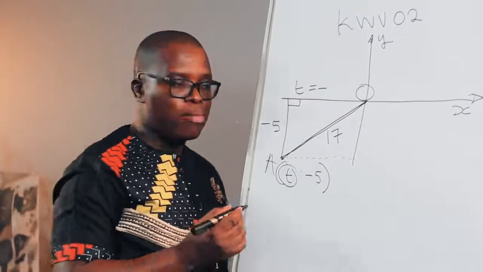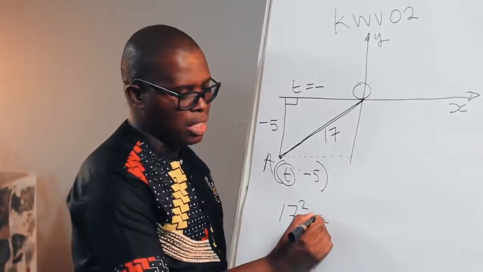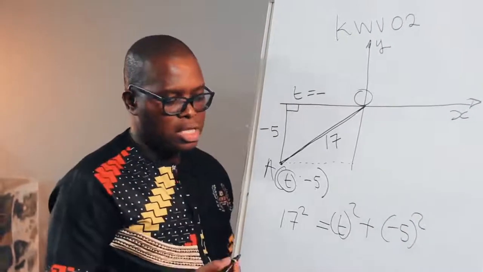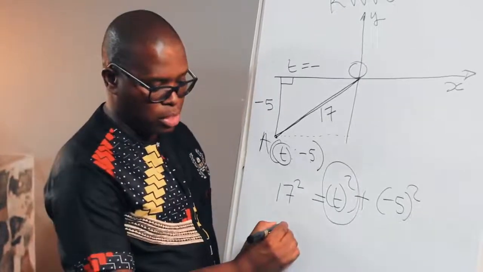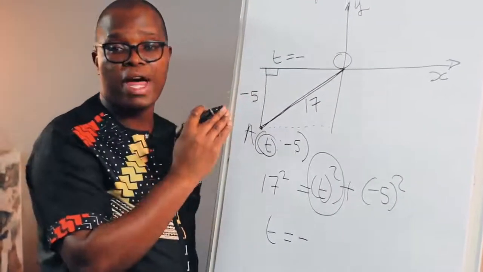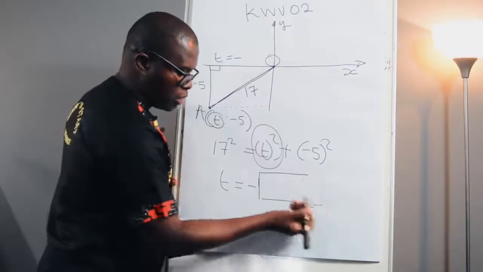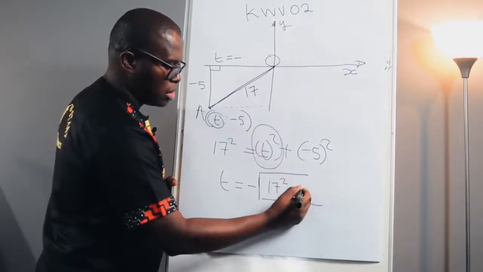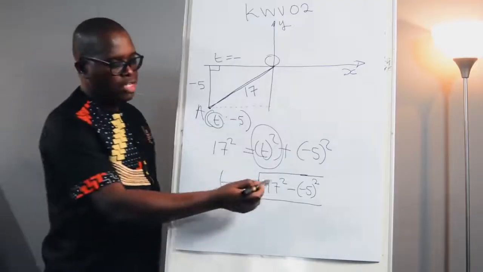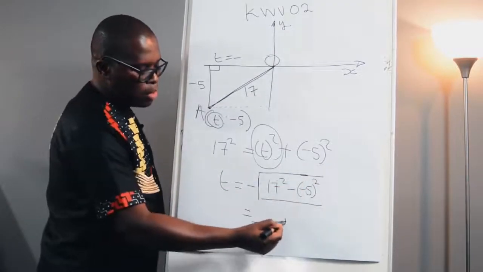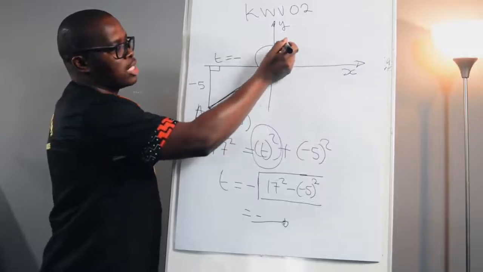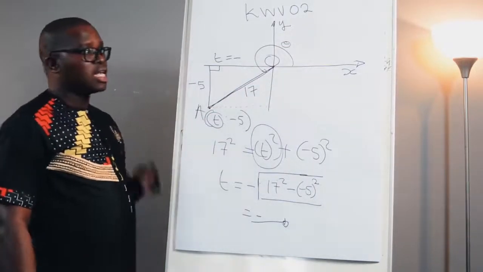Obviously, you'll go for the theorem of Pythagoras. So this will be 17 squared equals t squared plus negative 5 squared. Then what next? You make t the subject of the formula. So your t will be equal to negative. Why putting negative? Because on your left-hand side, your x values are negative. Then you use your calculator: 17 squared minus 5 squared, under the square root. Then your answer here would be negative, and that is the one you would put here. Your angle would be something like this, so you'd say this angle is theta or alpha, any variable that would be given. That's the second one.